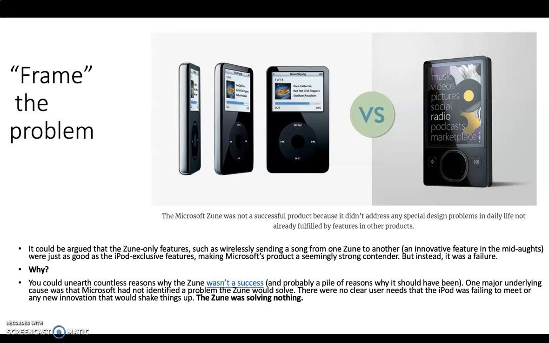Most of us have never heard of Zune. Why? You could unearth countless reasons why Zune wasn't a success, and probably a pile of reasons why it should have been. One major underlying cause was that Microsoft had not identified a problem that Zune would solve. There was no clear user need that the iPod was failing to meet, or any new innovation that would shake things up. The Zune was solving nothing. Frame your problem, and then solve it.